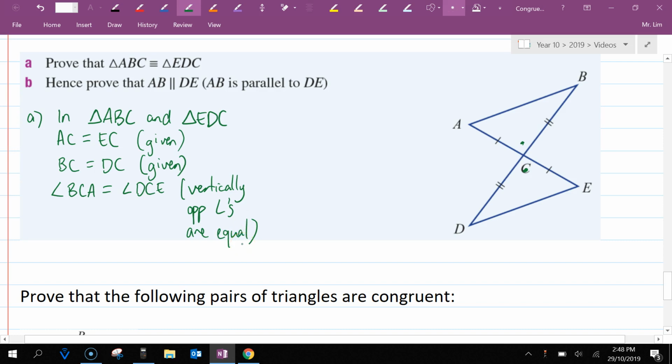Now that we've done our 3 lines of evidence, 1, 2, 3, we can say, therefore, triangle ABC is congruent to triangle EDC, and that is SAS, side angle side. So have a look. Side angle side, the angle in between the 2 sides, side angle side.